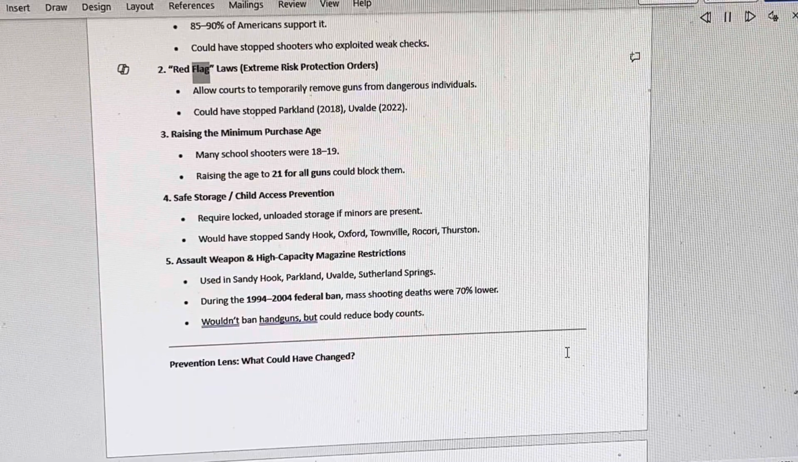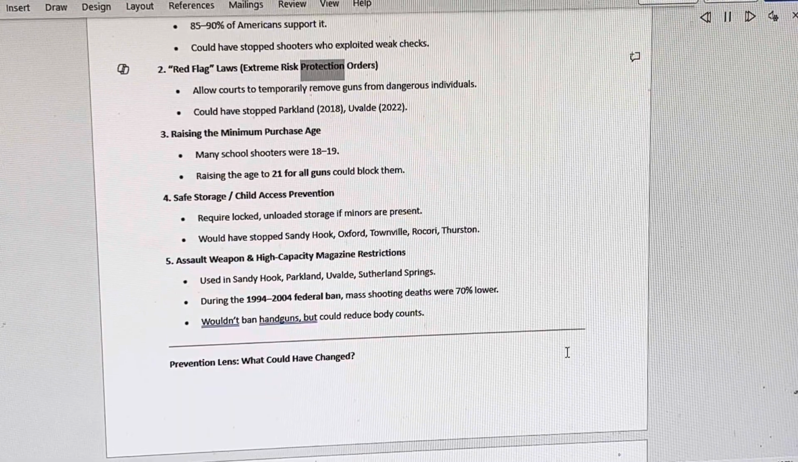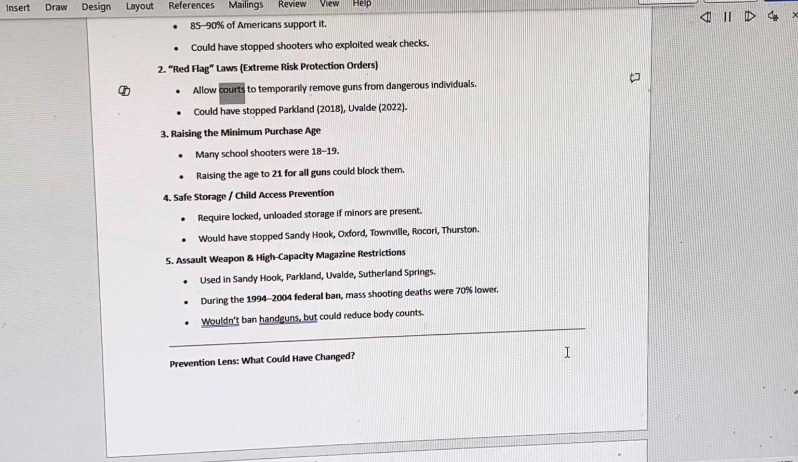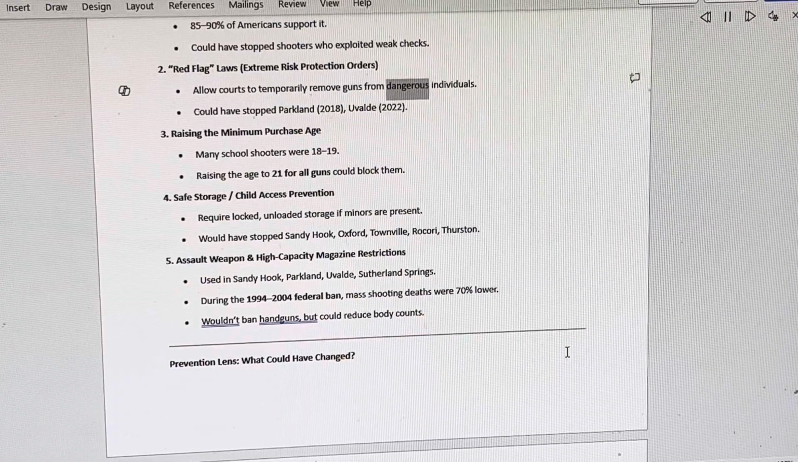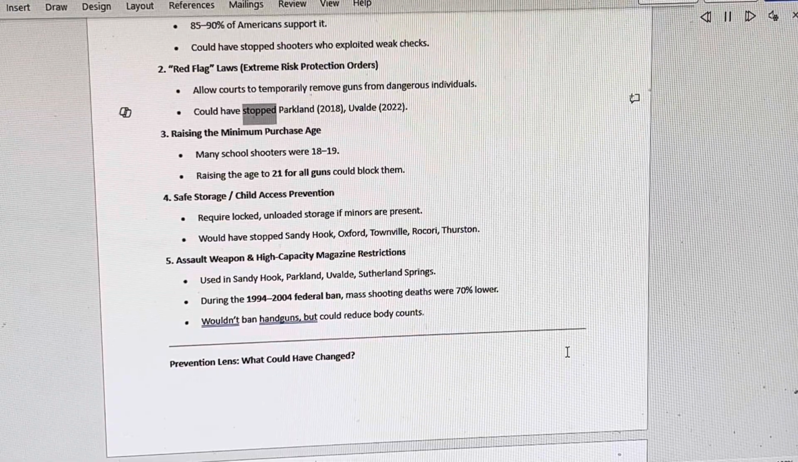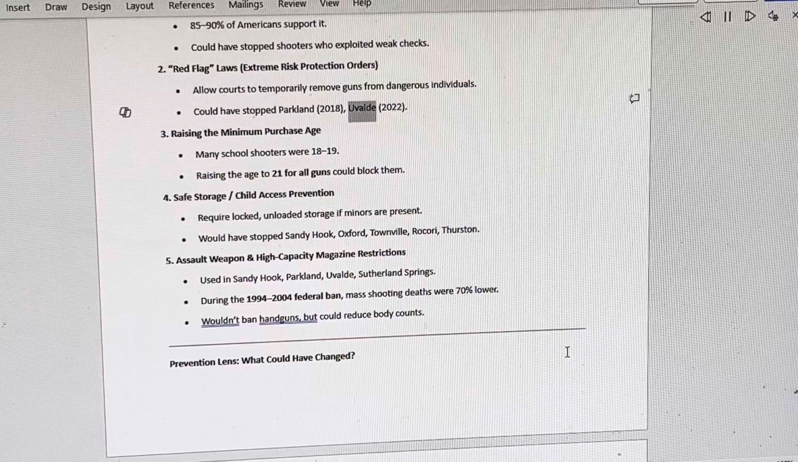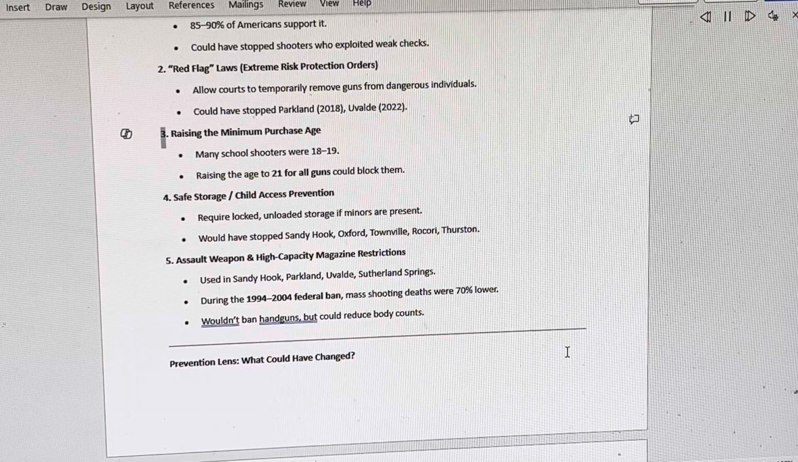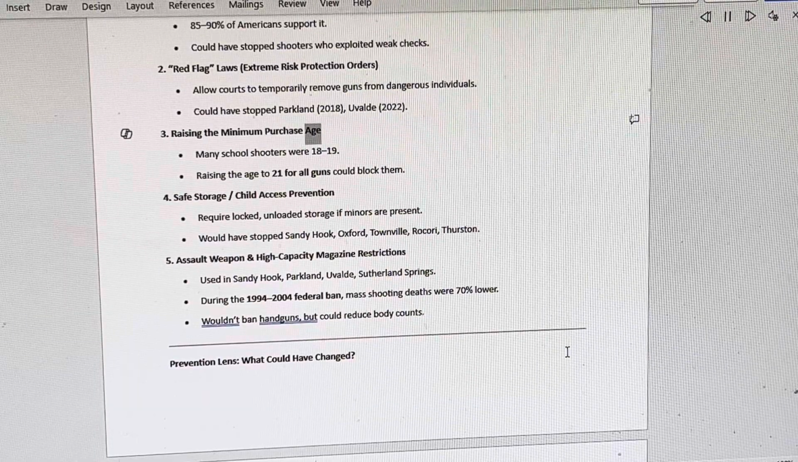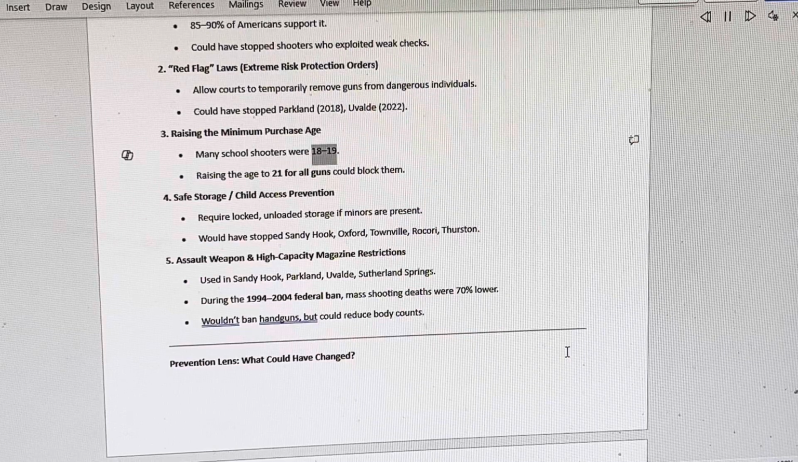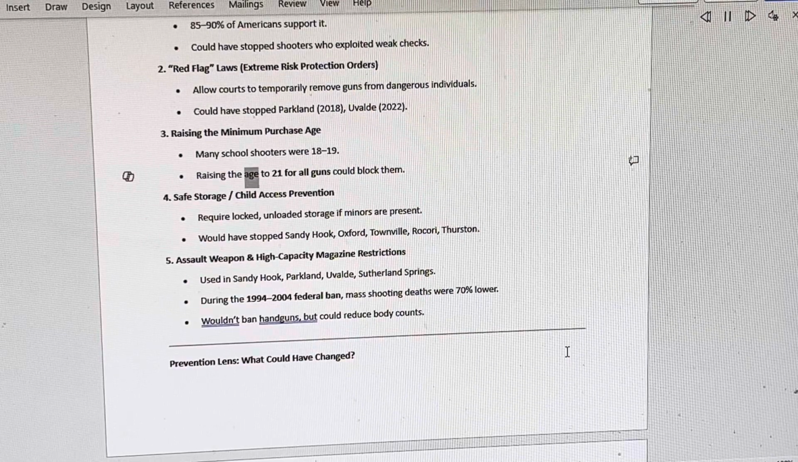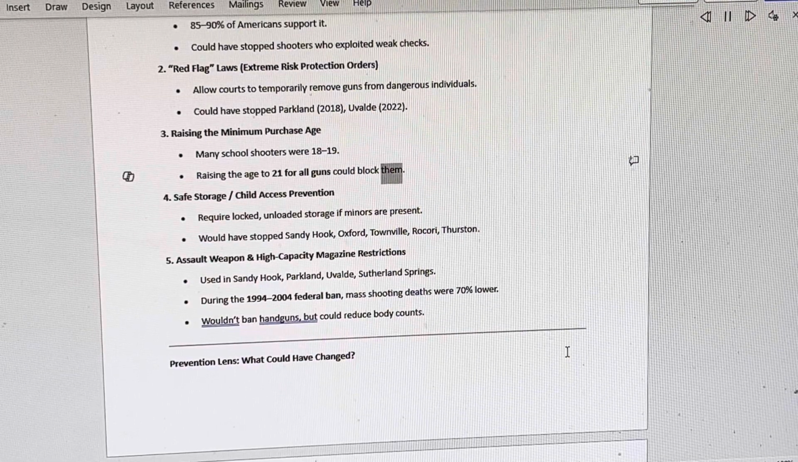2. Red flag laws, extreme risk protection orders. Allow courts to temporarily remove guns from dangerous individuals. Could have stopped Parkland, 2018, and Uvalde, 2022. 3. Raising the minimum purchase age. Many school shooters were 18 to 19. Raising the age to 21 for all guns could block them.